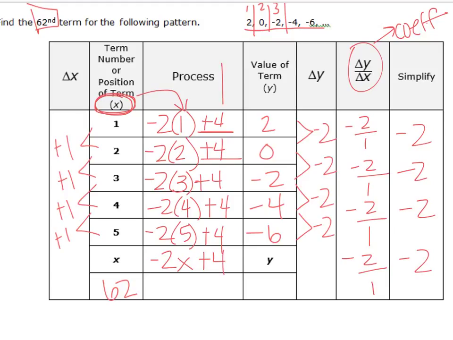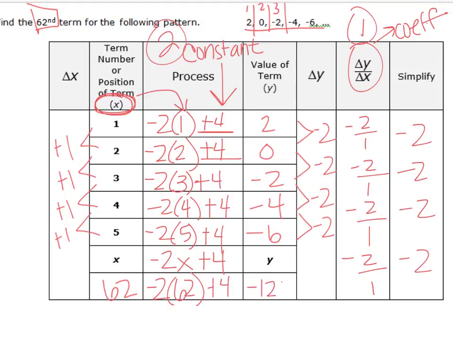This extra that we found right here is called the constant. So notice step 1 was to find your coefficient. Step 2 is to find what you need to add or subtract to get to your answer. Then we plug in x equals 62, and that ends up being -124 plus 4, which is -120.